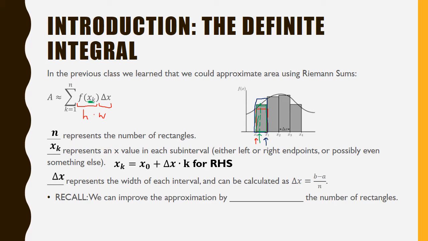The delta x here also represents the width of each rectangle, and that can be calculated by just taking the width of the interval. So here a is the left endpoint and b is the right endpoint, and subtracting those and dividing by n, that's how we can calculate a uniform partition of that interval. Keep in mind that we can always improve approximations by increasing how many rectangles we use for that Riemann sum.